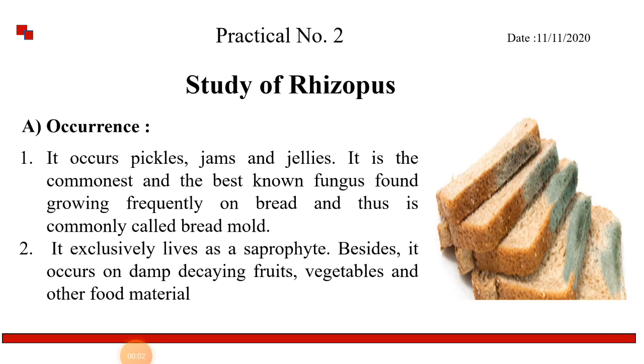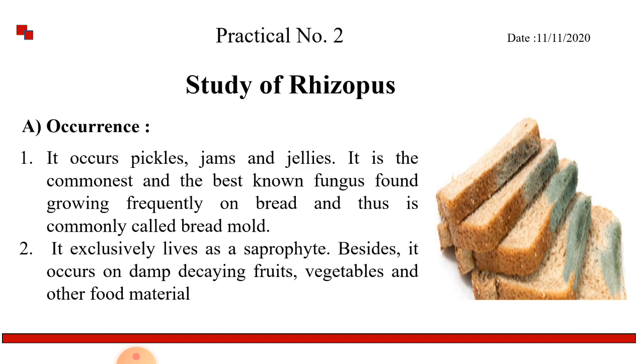Today we see the second practical of botany, that is study of Rhizopus. The Rhizopus belongs to the plant group fungi. It occurs on pickles, jams and jellies and also on the bread. So it is commonly called bread mold.